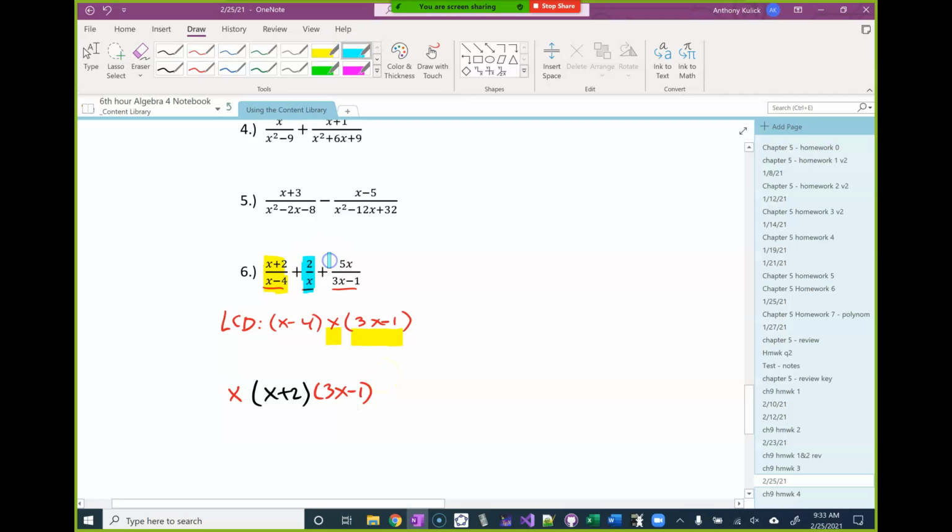If I look at the second fraction, I'm missing the x minus 4 and the 3x minus 1. So I'll multiply the top and bottom of that fraction by those. And then if I look at the third fraction, I notice I'm missing the x and the x minus 4.